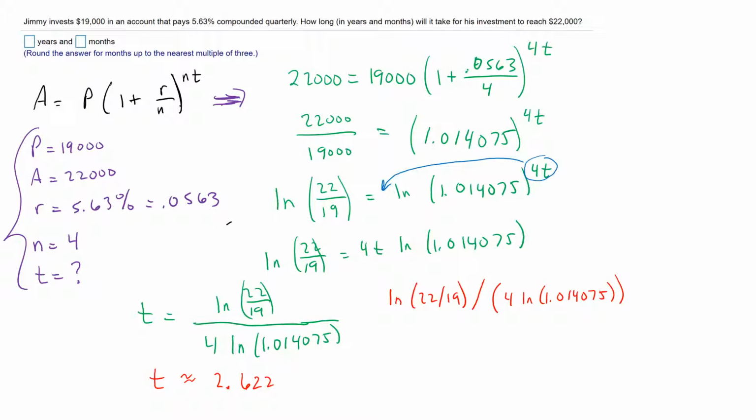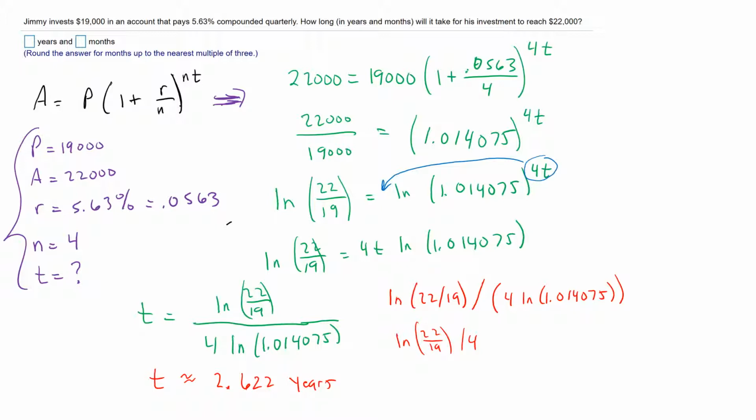Now, if you wanted to, you don't have to do this whole expression at once on the calculator. You could take natural log 22 over 19 and then just divide it by 4 and hit equals. And then once you have that, divide it by natural log 1.014075 and hit equals again. And you should get the same answer. So 2.622 years is the answer.